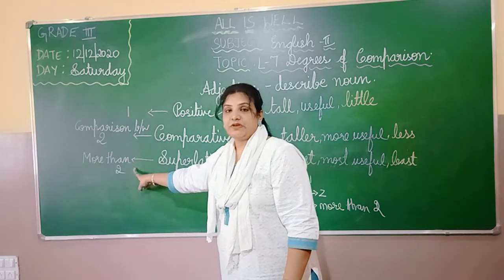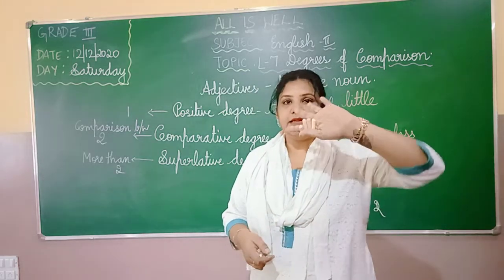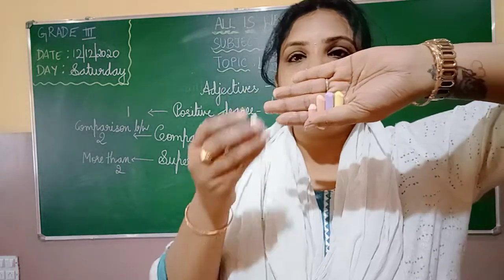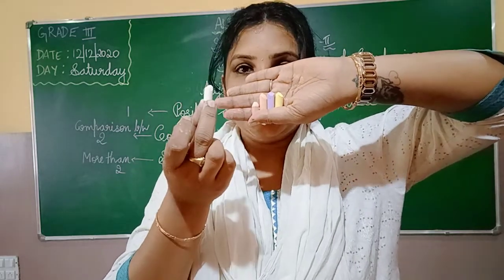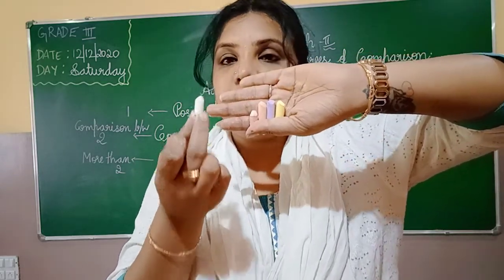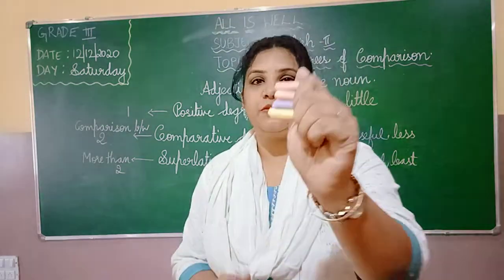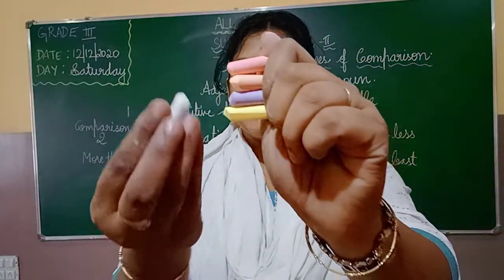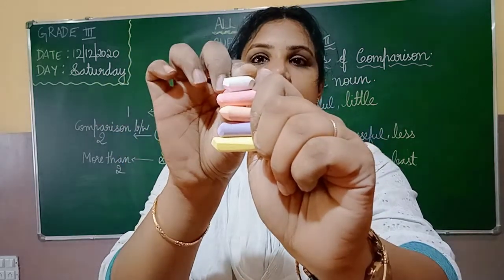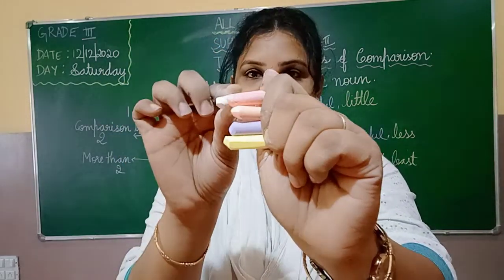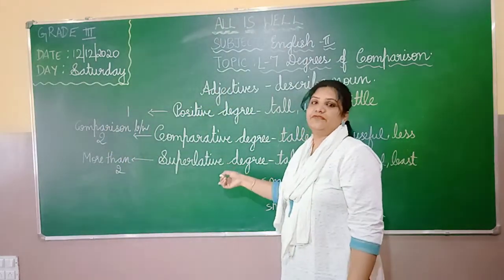And when I compare between more than two, what will I call? I say white is the smallest, because I am comparing between more than two here. See, here you have 4 chalks. Here you have 1 chalk. So white is definitely the smallest, right? So you say smallest. That is your superlative degree.